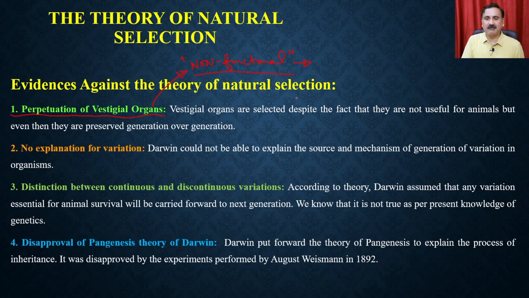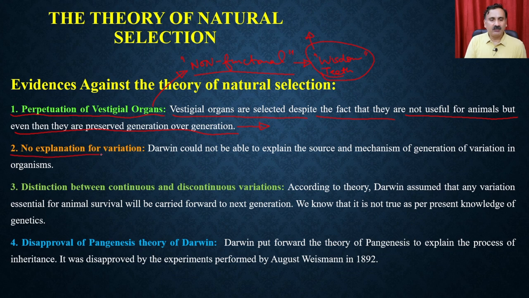Their classical example is the wisdom teeth in humans, right? So you have wisdom teeth, which are considered a vestigial organ. Or there are other things also, right? You have the caudal tail and something like that. So vestigial organs are selected despite the fact they are not useful for the animal, but even then they are preserved generation over generation. So you know that we all have different types of vestigial organs.